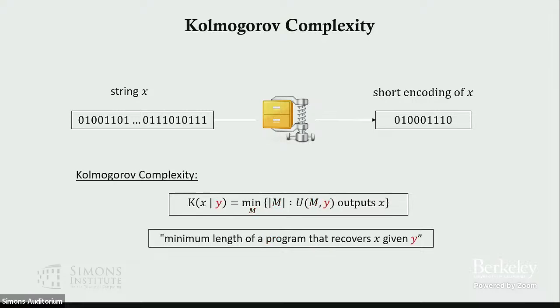We can also define the conditional variant, where we are given an additional string that helps to recover X. So the Kolmogorov complexity of X given Y is the minimum length of a program that recovers X using the string Y.